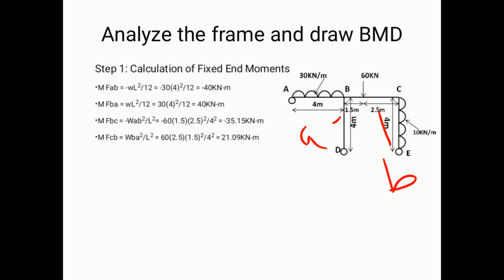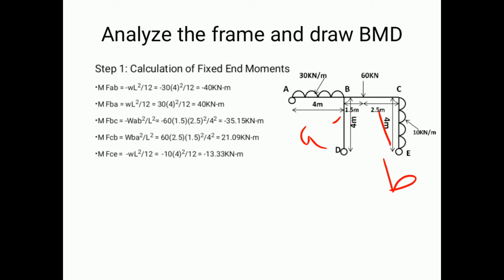The next fixed end moment is for span CB. It is a positive variation of WBA square divided by L square. Here A is equal to 1.5 meters and B is equal to 2.5 meters. If I substitute that, it will be 60 into 2.5 into 1.5 square divided by 4 square, which is equal to plus 21.09 kilonewton meter.